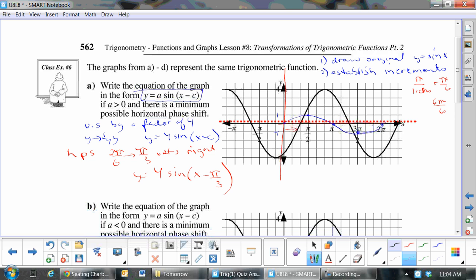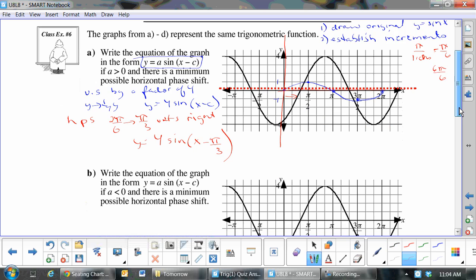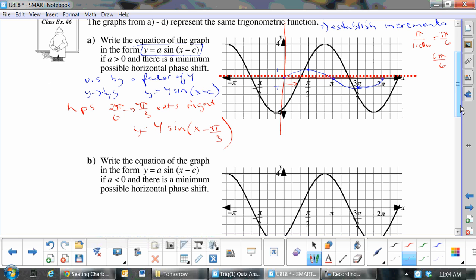Now, just in case this was making sense, we're going to do B. B says they have a new restriction for us. They're saying you need to make me that graph but A has to be negative. Now I know what you're saying. Oh, we'll just fit y equals negative 4 sine x minus pi over 3. That's so easy. That won't get you that graph up there.